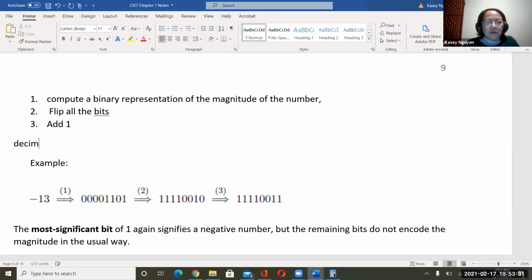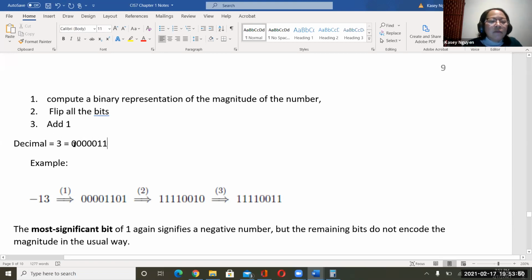So a decimal 3 is what? We're going to do 0, 0, 0, 0, 0, 0, 1, 1, like this, right? 1 plus 2 is a 3. Let me make it a byte so that way it's easy to represent. Now, in the process of converting a 3 to a -3, what the computer will do is the first complement.